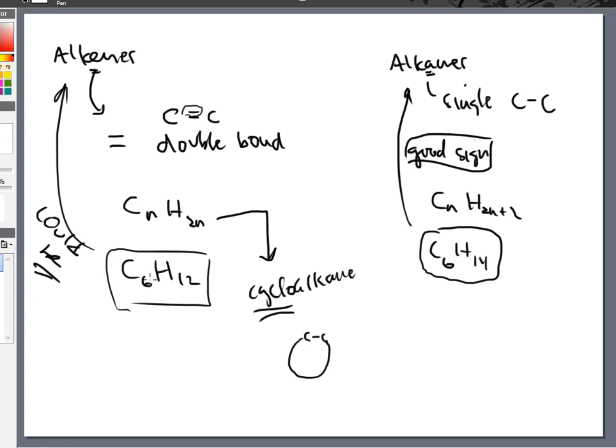So C6H12 could be an alkene, or it could be a cycloalkane. All right, and I did that annoyingly just so I could get your attention, and I hope that it worked. So C6H12 and this template, that CnH2n, it is not a confirmation. It is a could be one of these and could be one of these.